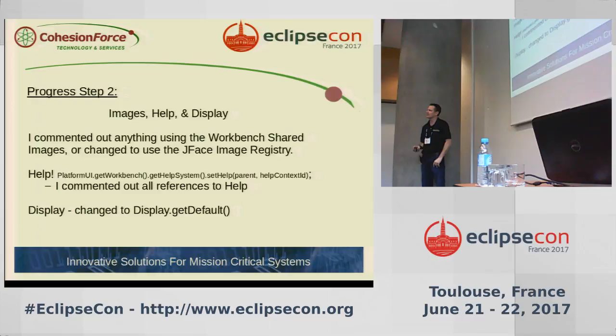And then help. There's a lot of help included in GMF, which is great if you have a help system. Eclipse 4, unless you write one, does not have one. So I commented out all the help. So there is no help, which is how I felt at the time. A display, we just changed all of those. It was going through the workbench to get the display. Actually, workbench, active workbench window, get display. I mean, one of these other long function chains. So that was rather easy to change to go to the display.